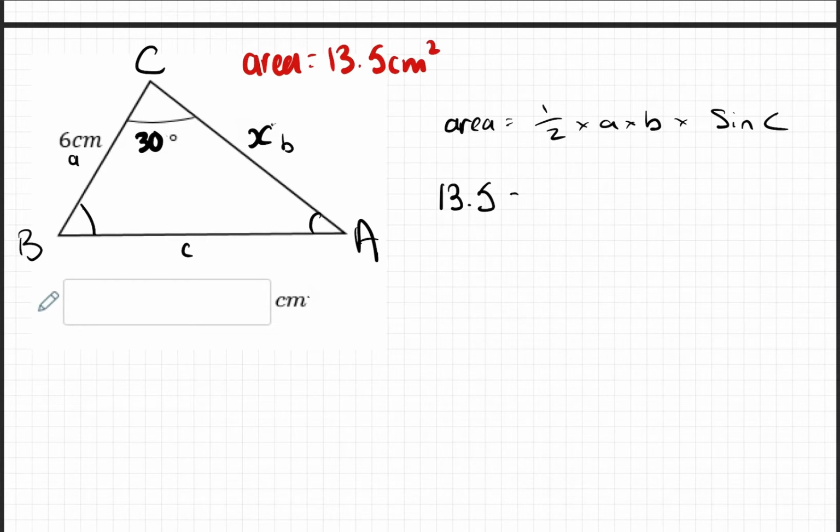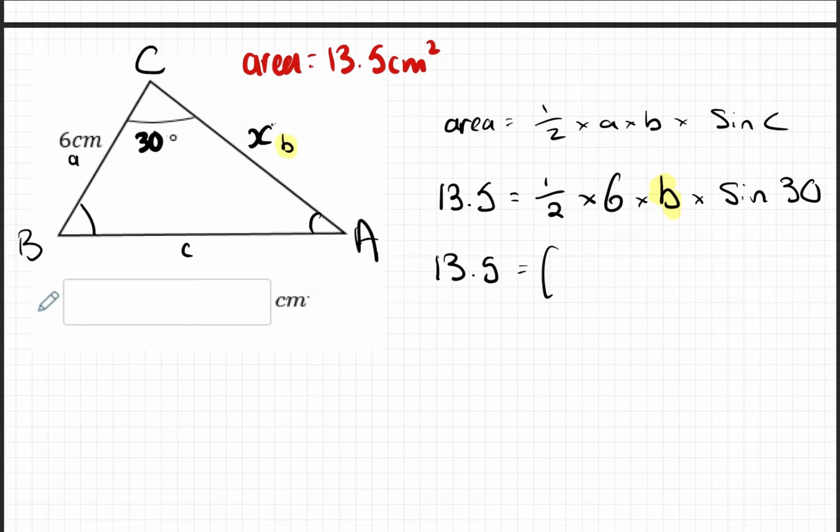Well, we know that 13.5 equals a half. What's A? 6. What's B? We don't know. That's what we're trying to work out. Times sine 30. So what we can do, 13.5 equals a half times 6 is 3 times sine 30 times B.